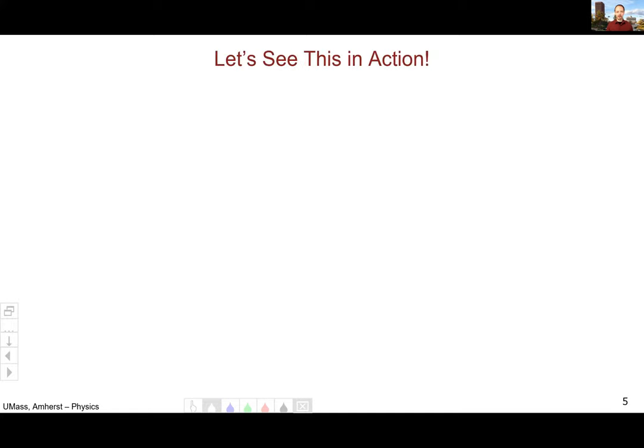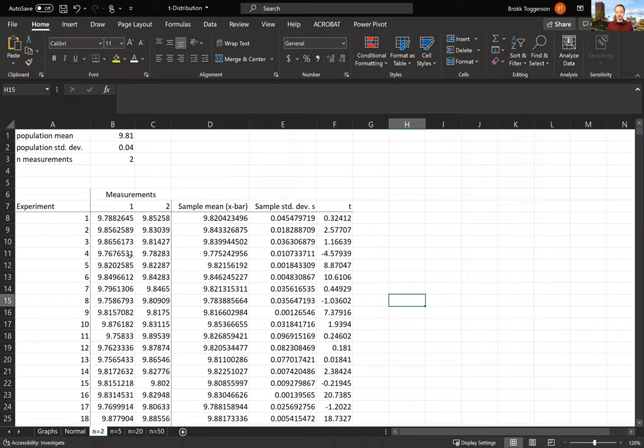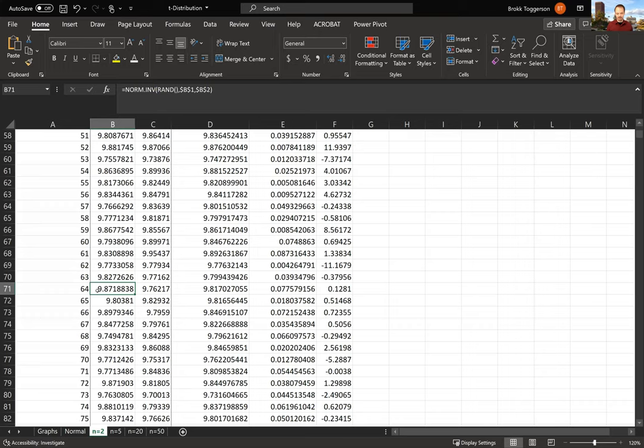So I have created an Excel spreadsheet of multiple hypothetical experiments with made up data. And in this case, each experiment is made up of two measurements. So I might be, for example, doing the drop a rock experiment, and these are the two values of g that I got from that experiment. And I only dropped the rock twice, so there's only two measurements here. And then I did two measurements several thousand times.